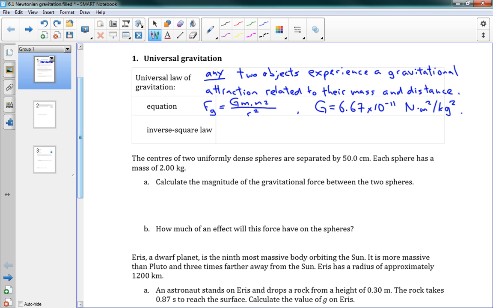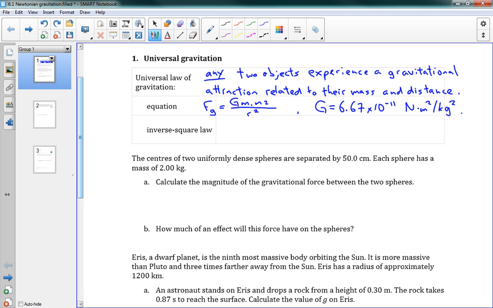You'll notice that Fg is related to 1 over r squared. This is called the inverse square law. There's lots of things in physics that are related this way. So you notice that as distance, r, becomes larger, gravity becomes smaller very quickly. It becomes smaller with r squared. And that's the same relationship as sound. Sound has that same sort of drop-off.